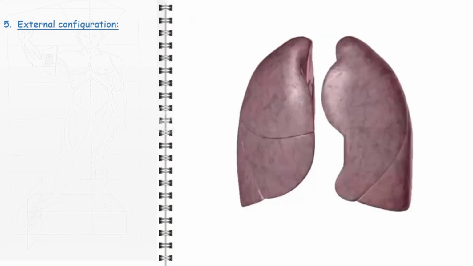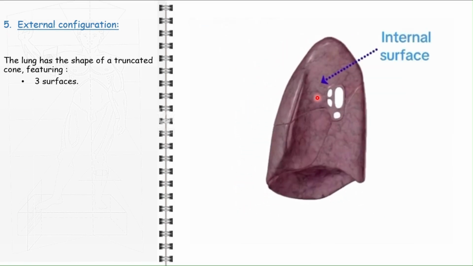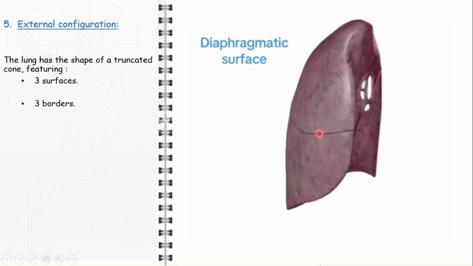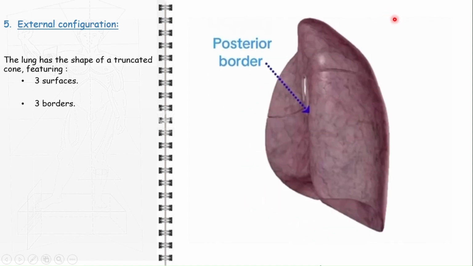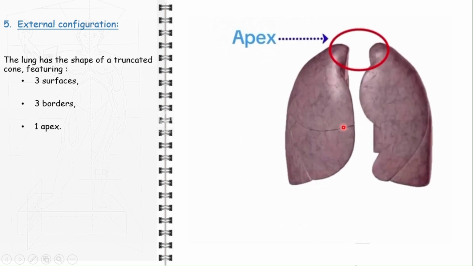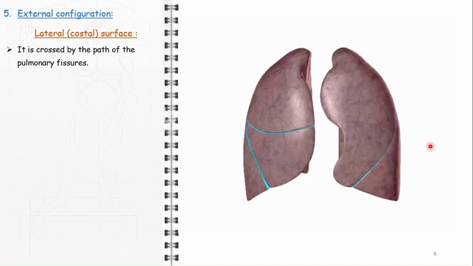The lung has the shape of a truncated cone with three surfaces: a lateral surface, an internal surface, and a diaphragmatic surface. Three borders: an anterior border, a posterior border, and an inferior border, and an apex. The lateral or costal surface is convex in both the vertical and horizontal directions and is molded to the inner surface of the thoracic wall.